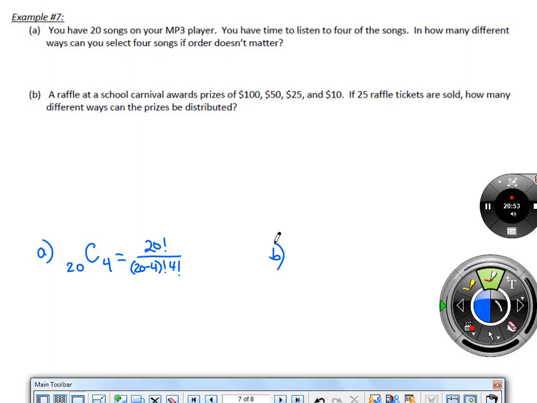What do you guys think? Does it matter the order in which I select the people? Am I selecting a group of people who all have the same outcome, or within that group, are they being assigned an order or a role that would be different depending on their position? Savannah.